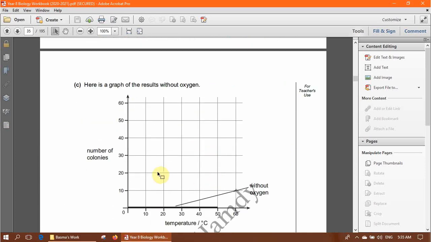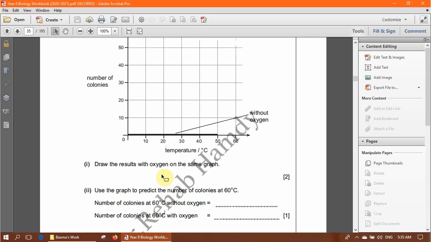20, you're going to have 20 colonies, and so on. You're going to plot them as x's. So put an X or a dot surrounded by a circle, and then you're going to join the dots, each two dots, using a ruler. Each two dots together, you're going to join them as a line using a ruler.